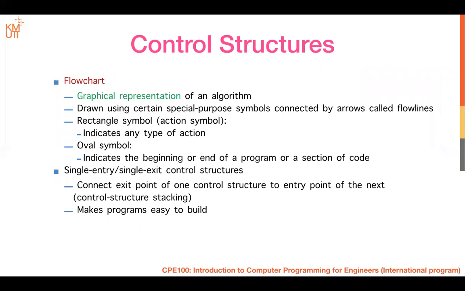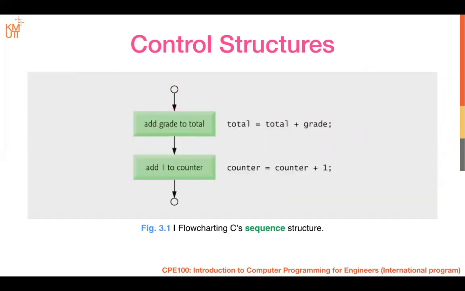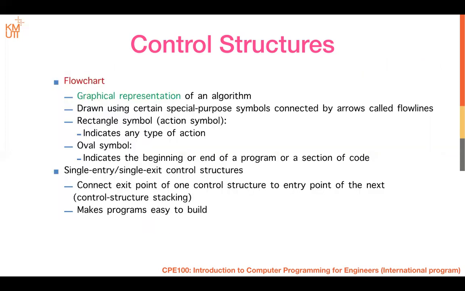I've just talked about flowcharts. I've shown you a flowchart right here. What does it mean by flowchart? A flowchart is a graphical representation of an algorithm. In order to write an algorithm in terms of English, you can use graphical notation to represent this algorithm. You can draw using certain special purpose symbols, connected by arrows we call flow lines.